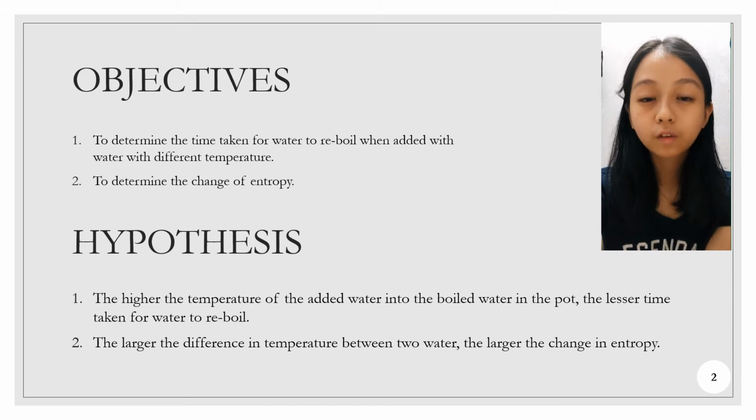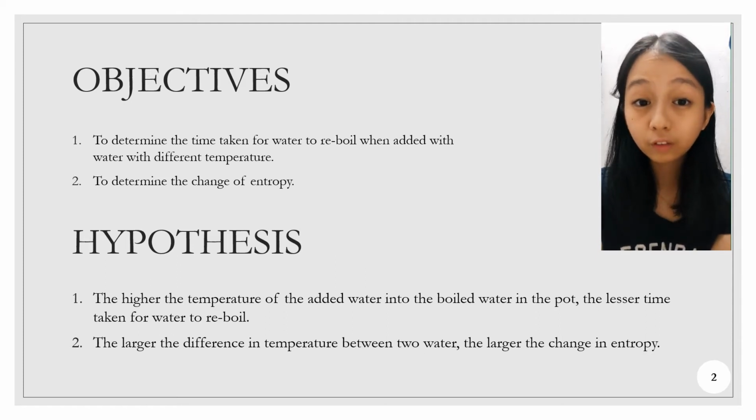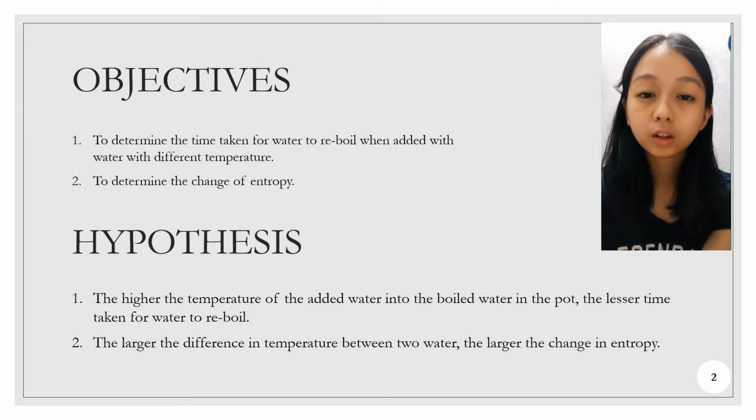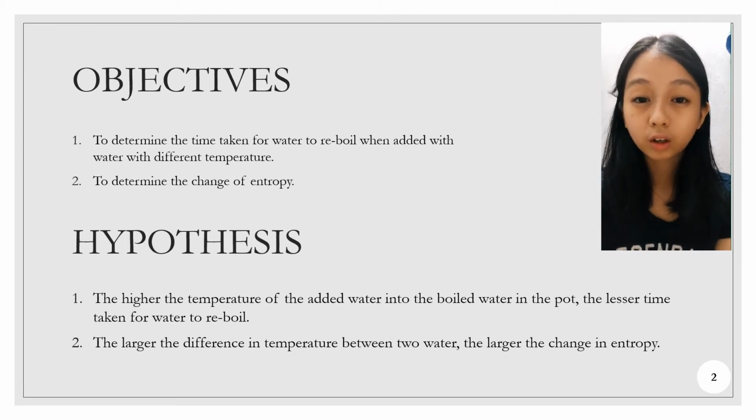The objectives of this experiment are to determine the time taken for water to reboil when added with water of different temperatures, and to determine the change of entropy. As for the hypotheses made for this experiment, a higher temperature of the added water into the boiled water will have lesser time taken for it to reboil, and two waters with a large temperature difference will have a large value of change in entropy.